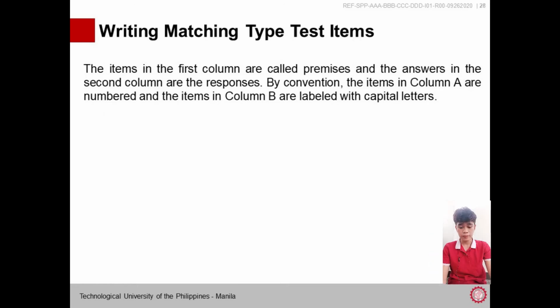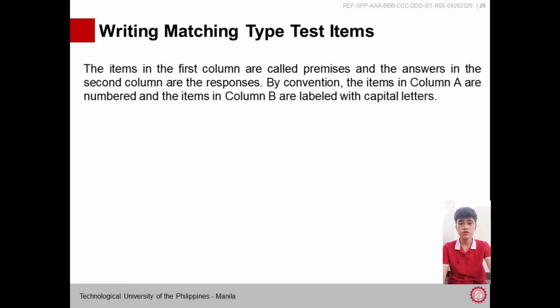Next, the items in the first column are called premises, and the answers in the second column are the responses. By convention, the items in column A are numbered, and the items in column B are listed alphabetically with capital letters.